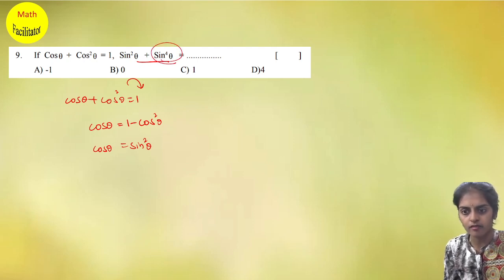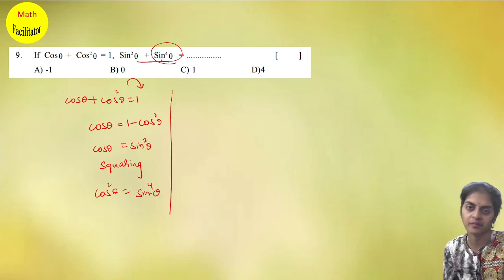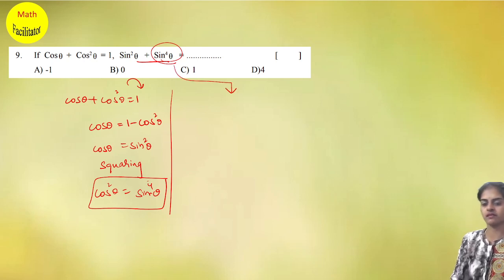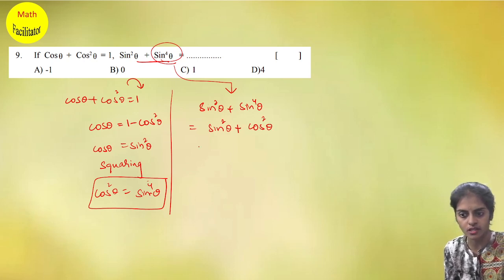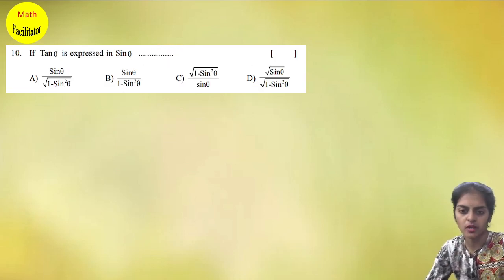But I want the sine power 4 theta value also, so let me square on both sides. Squaring on both sides, you will have cos square theta equals sine square theta whole square, which means sine power 4 theta. So I got sine power 4 theta as cos square theta. Now here you should use your brain a little. What we need to find is sine square theta plus sine power 4 theta. Sine square theta I am writing as it is, because sine power 4 theta I got as cos square theta. Substituting, sine square plus cos square will give me 1. That's why I am not converting sine square; I am substituting the sine power 4 value. Clear? Important question.